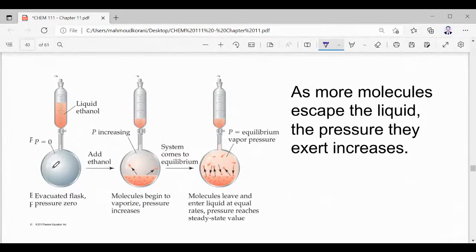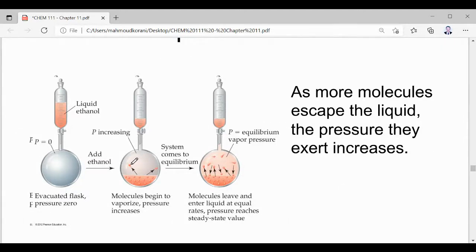If you have a glassware evacuated flask and you have liquid ethanol here, the pressure here is zero, nothing here. If you allow this ethanol to go inside this flask, at some time some molecules which have a higher kinetic energy escape, and convert to vapor, or evaporate. This vapor exerts a pressure. The pressure here has a value. The pressure increases.